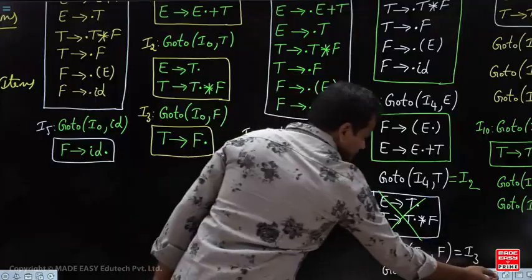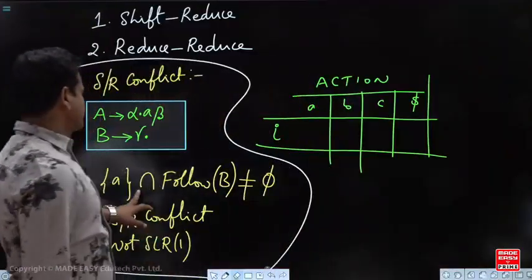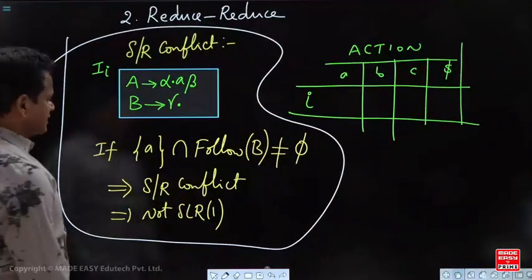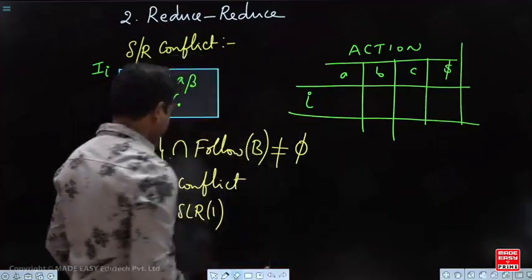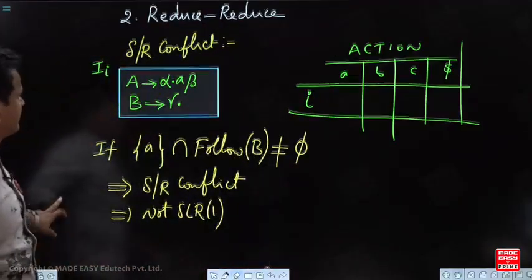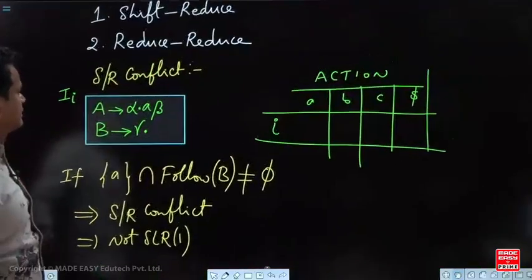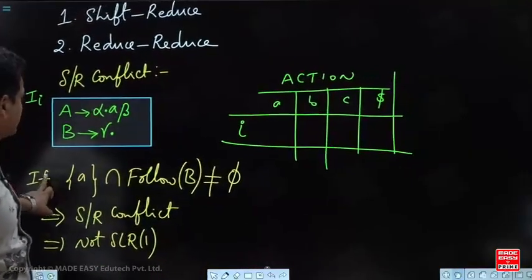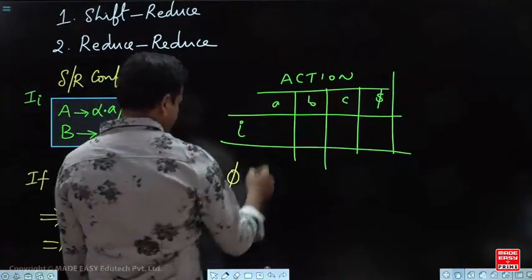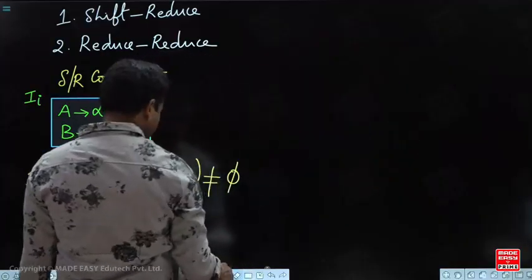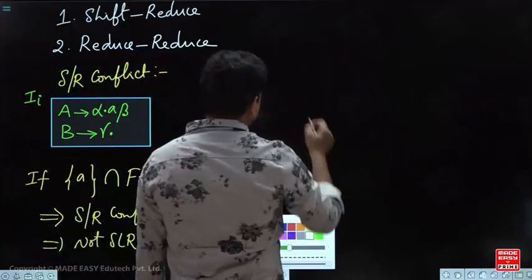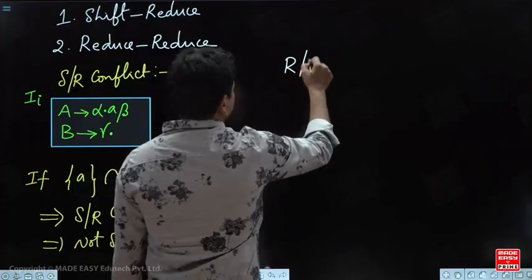Okay. So this one copied. I'll go for next one. So this is the way of finding shift reduce. Now I'm going for reduce. What is the chance of getting reduce conflict?